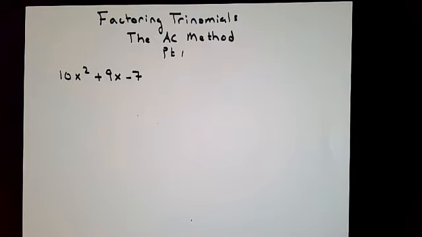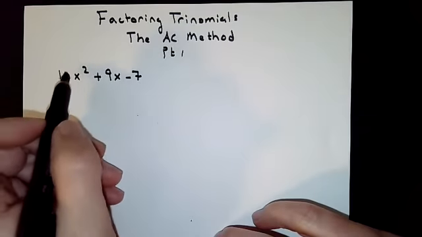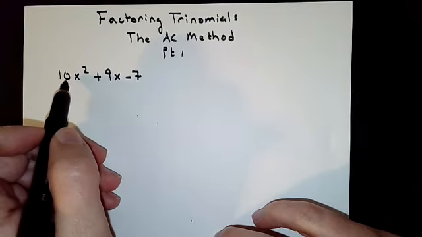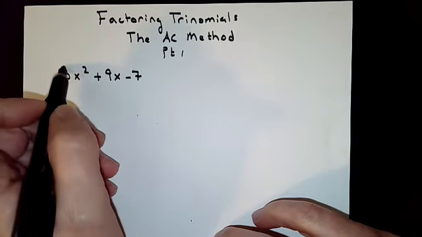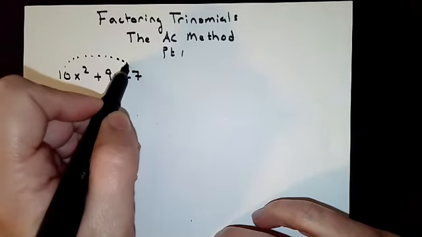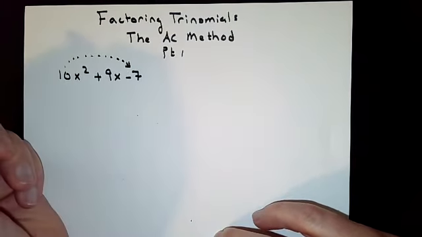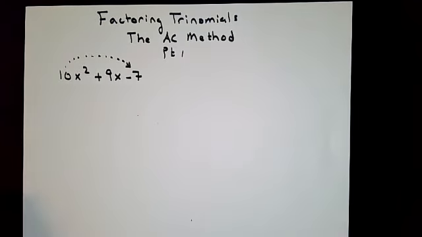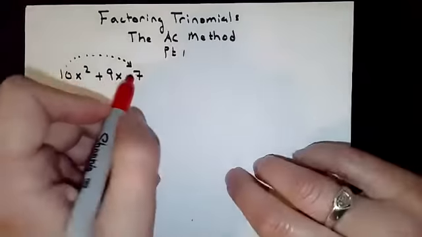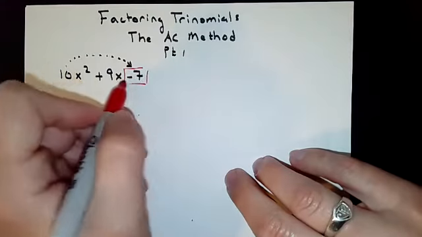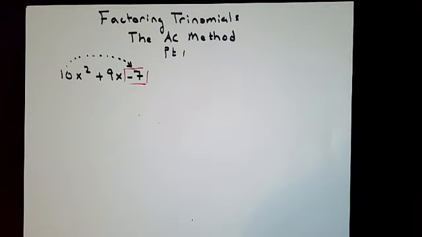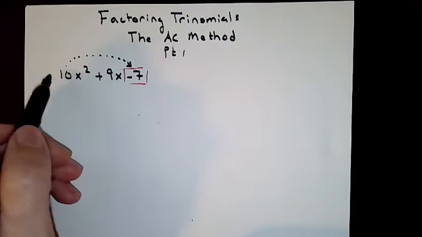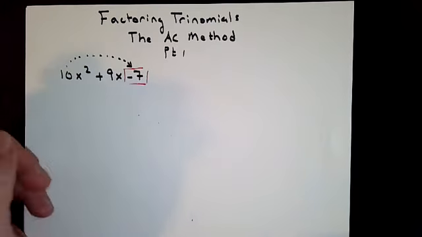Okay. So the first thing you want to do is take the first coefficient and multiply it with the constant term at the end. Make sure that you include the sign. Okay, that negative is part of the constant term. Same thing would happen if my leading coefficient was a negative. I would include the sign.